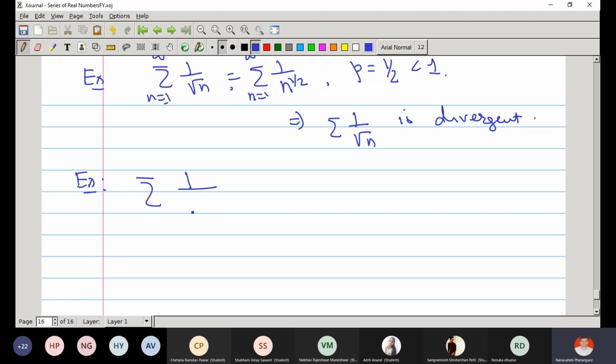Now, if I give you the series 1 upon 2 plus root n, what about this? Is it convergent or divergent?